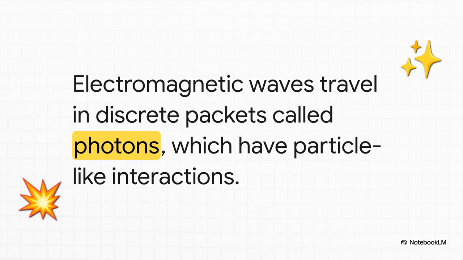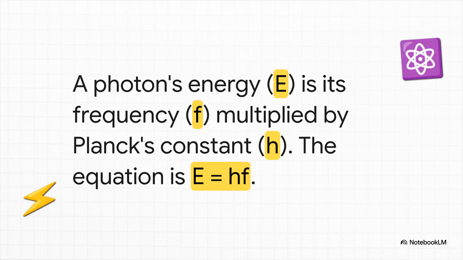Einstein came along and said, what if light isn't a continuous wave at all? What if it's actually made of tiny individual packets of energy, little bullets of light? He called them photons. And this idea came with a new equation, E equals hf. The energy, E, of one of these photons has nothing to do with brightness. It's directly proportional to its frequency, f. That h is just a number, a fundamental constant of the universe called Planck's constant.